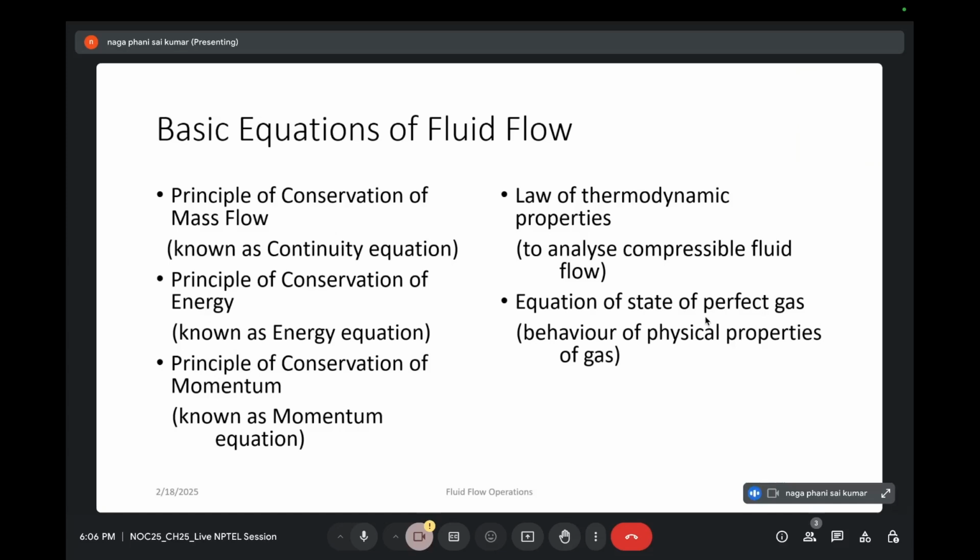We have three main important principles. That is, the principle of conservation of mass flow, also known as the equation of continuity or continuity equation. Then we have the principle of conservation of energy, also known as the energy equation. And then we have the principle of conservation of momentum, which is called the momentum equation. Apart from this, we also have the laws of thermodynamic properties to analyze compressible fluids.